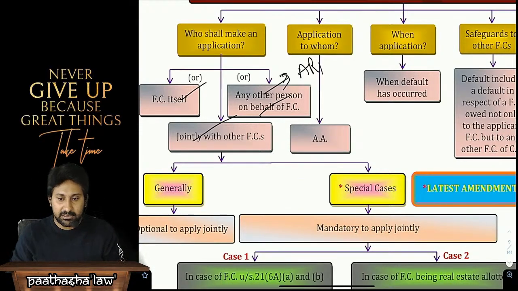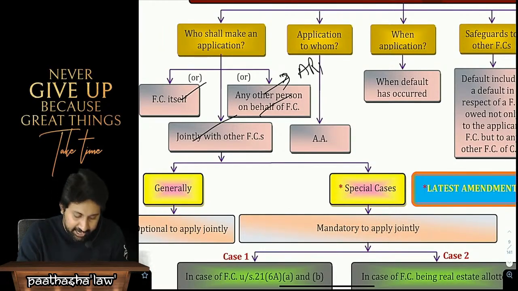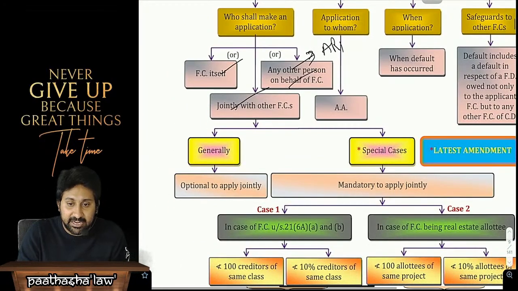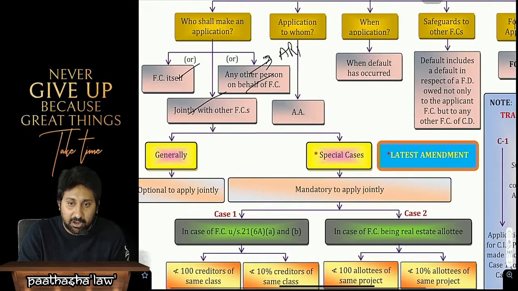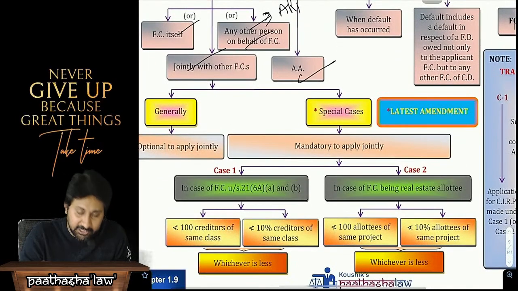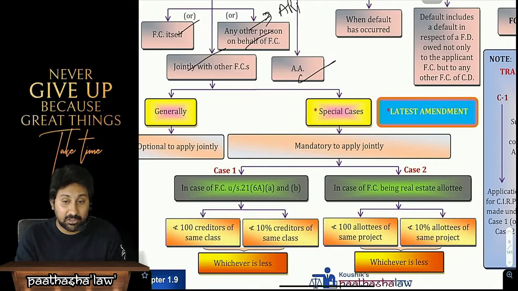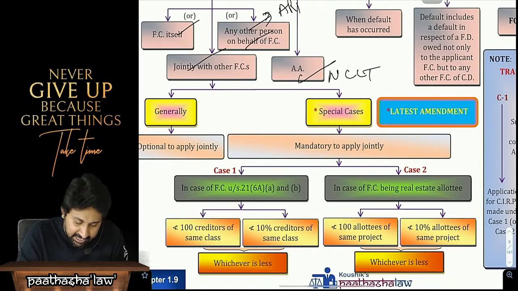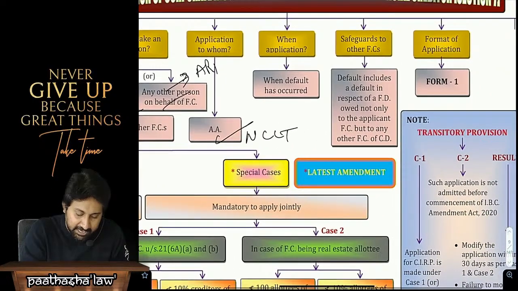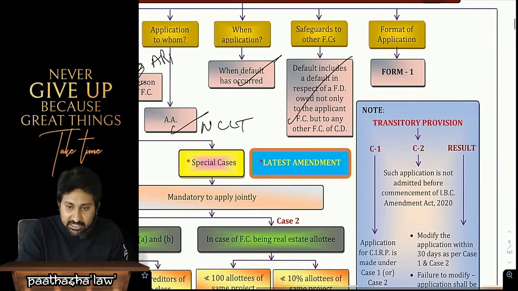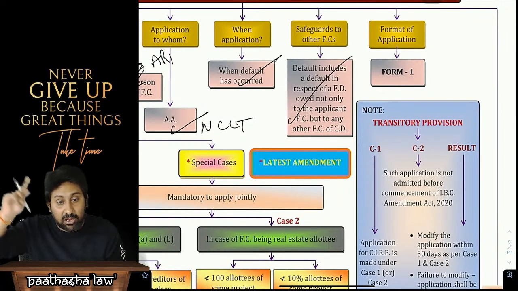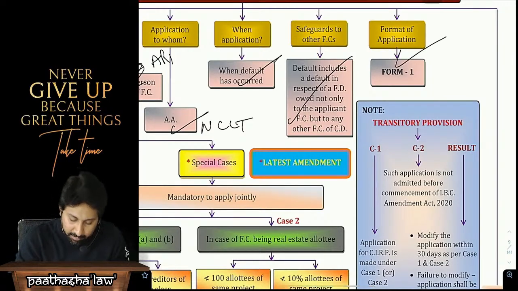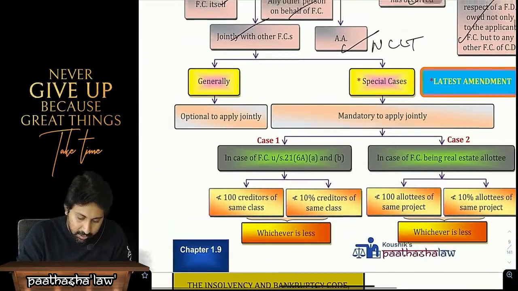Let's concentrate on this. Application by whom? FC itself or jointly or any other person on behalf. Application to whom? Application to the adjudicating authority. Adjudicating authority will obviously be NCLT. When the application is made, default occurred. Safeguard, just now I told you. Not only the applicant creditor, the other financial creditors also will be protected. Form number 1.